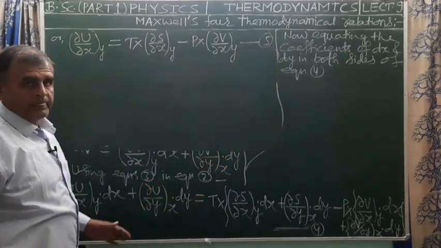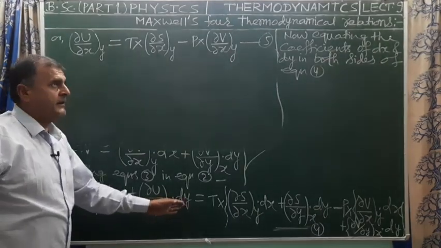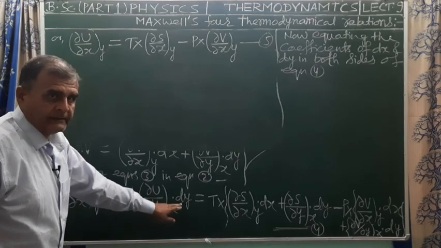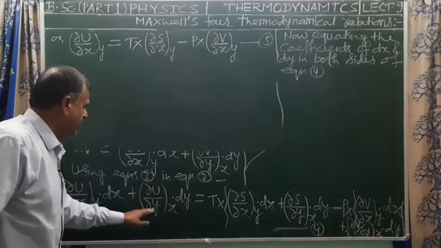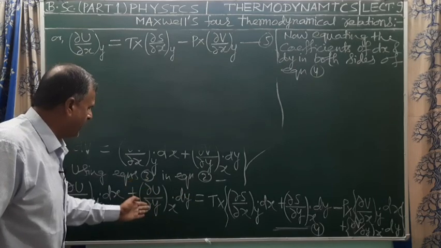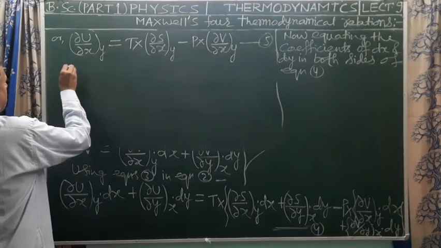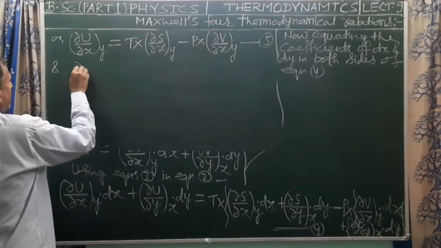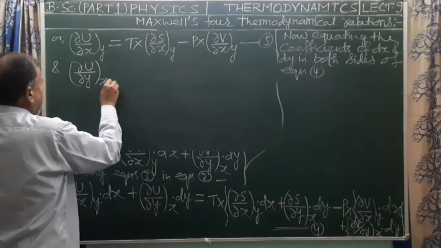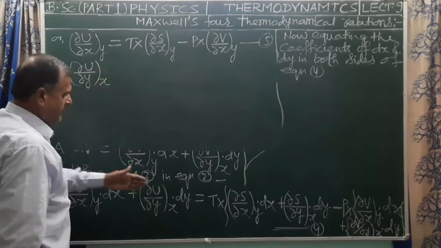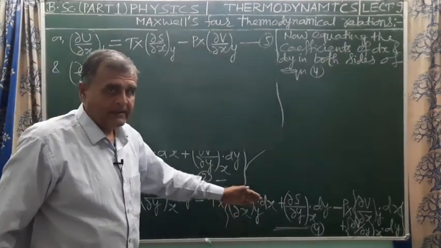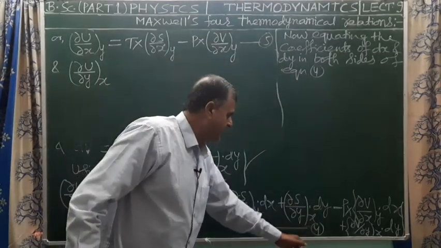And now equating the coefficients of dy on both sides of equation 4. In LHS, the coefficient of dy is del u upon del y at constant x. We have del u upon del y at constant x, and this will equal, now equating the coefficients of dy in RHS of equation 4.